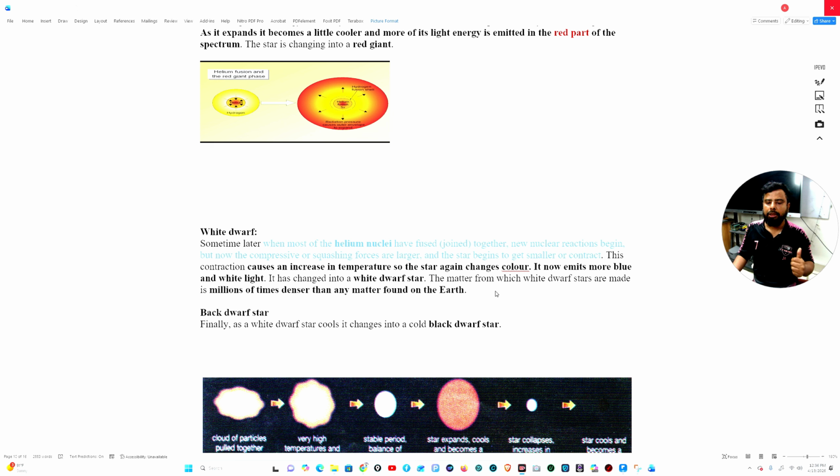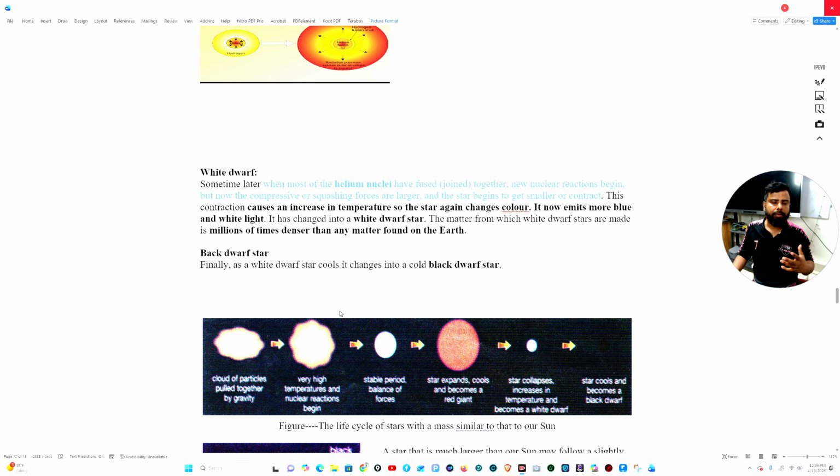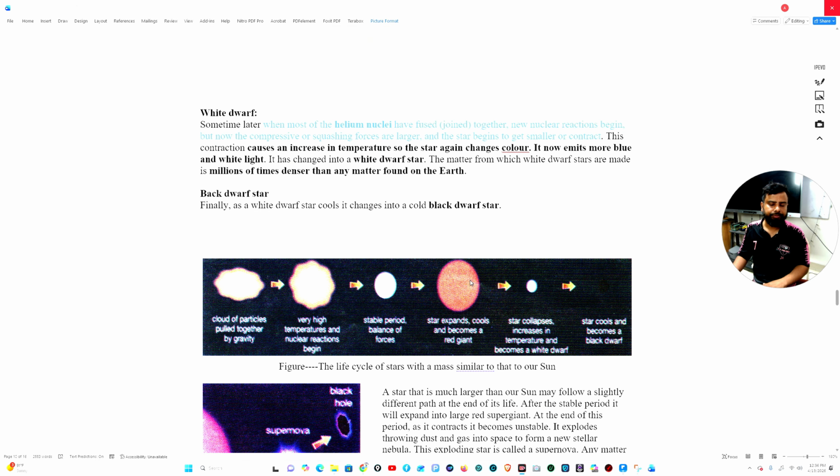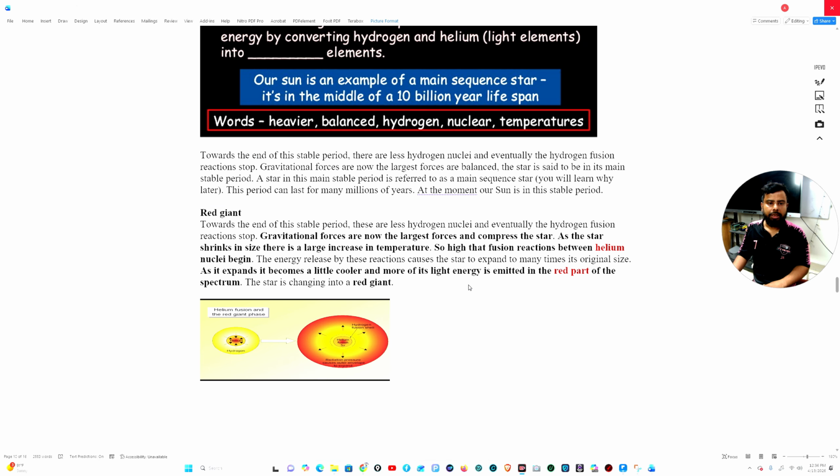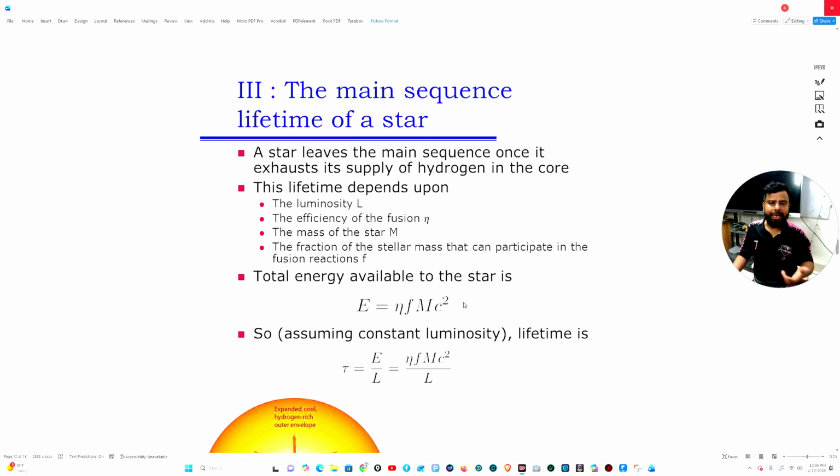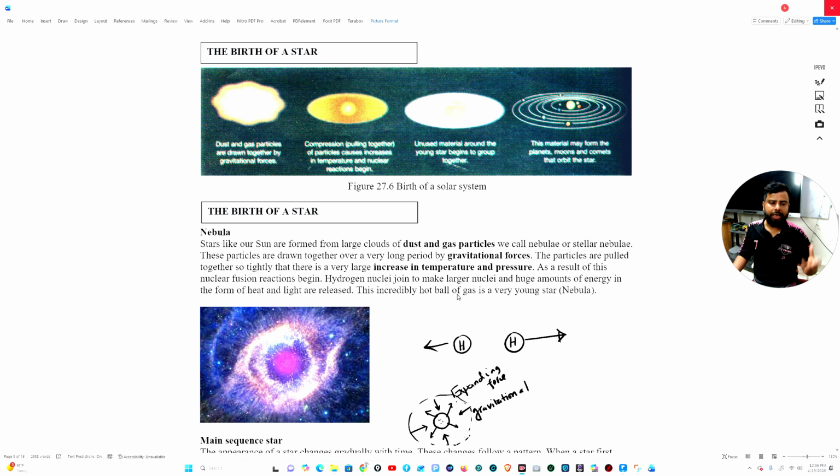The matter from which white dwarf stars are made is millions of times denser than any matter found on the Earth. Black dwarf: finally, as the white dwarf star cools, it changes into a cold black dwarf star. This is the life cycle of the star. If the size of the star is less than or equal to the sun.